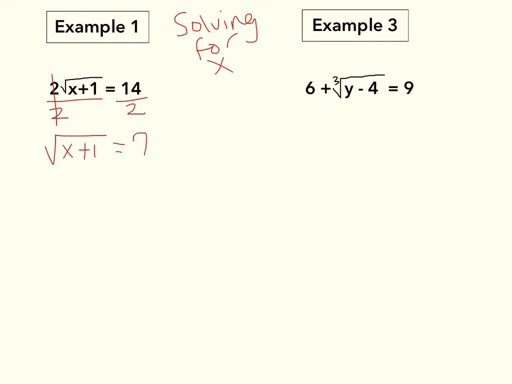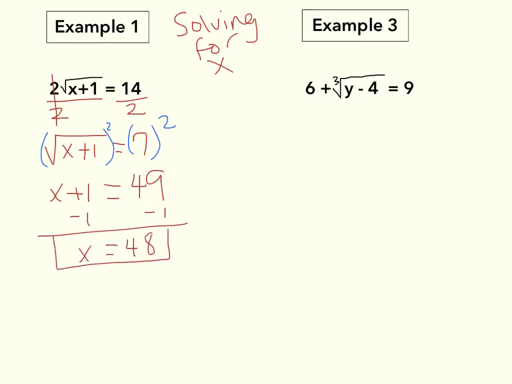Now your next step, according to your notes, is to eliminate the radical, which we do by applying the inverse operation to both sides. The inverse of taking the square root is squaring it. That's how you get rid of that radical, or that square root in this case. So we square both sides, and these cancel, and all you're left with is x plus 1. And then 7 squared is 49. And then your third step is just to solve. So we subtract 1 from both sides, and we have x equals 48.